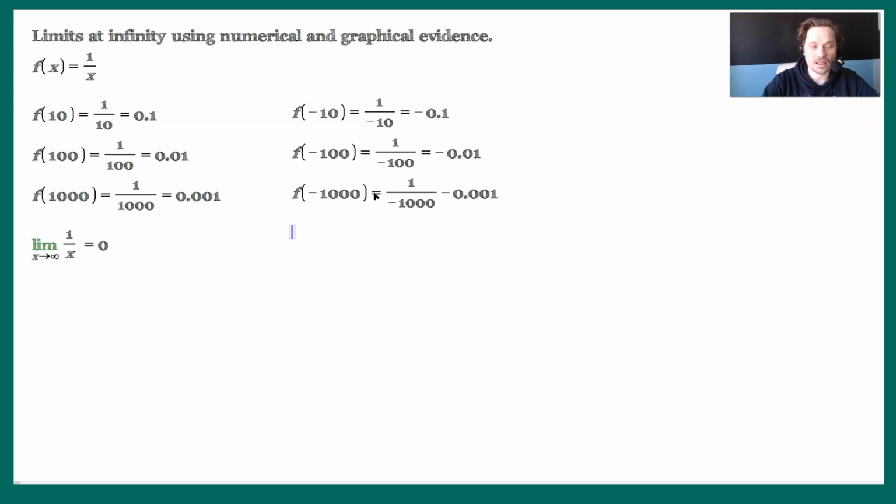As you can see, these values, while they're negative, are still, in absolute value at least, getting closer and closer to 0. So this suggests that the limit, as x approaches negative infinity, of our f of x is equal to 0 also.